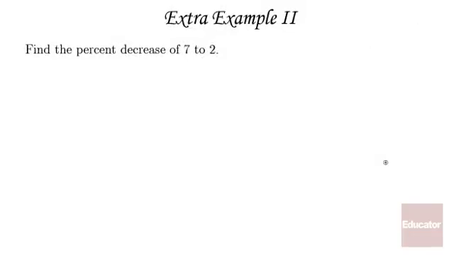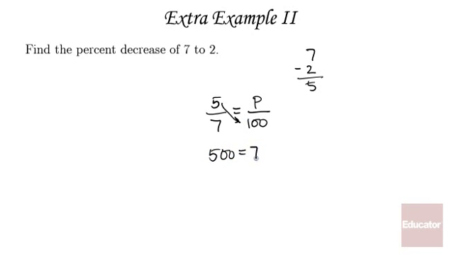Find the percent decrease of 7 to 2. So let's find our amount of change. 7 minus 2 is 5. 5 goes over the original number 7, and that's going to equal the percent of change over 100. Let's find our cross products here. We have 500 equals 7p. Divide both sides by 7.